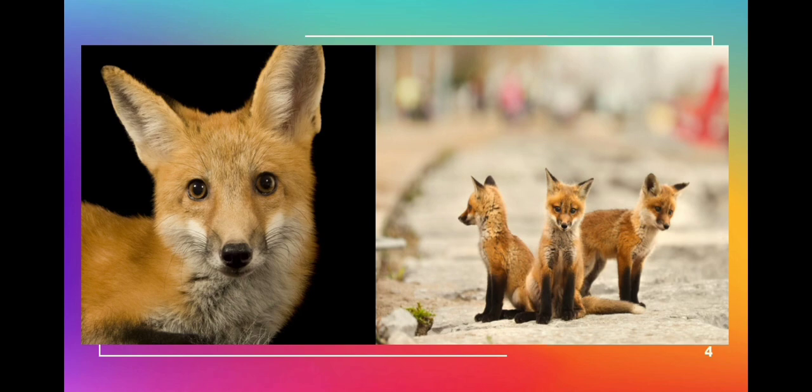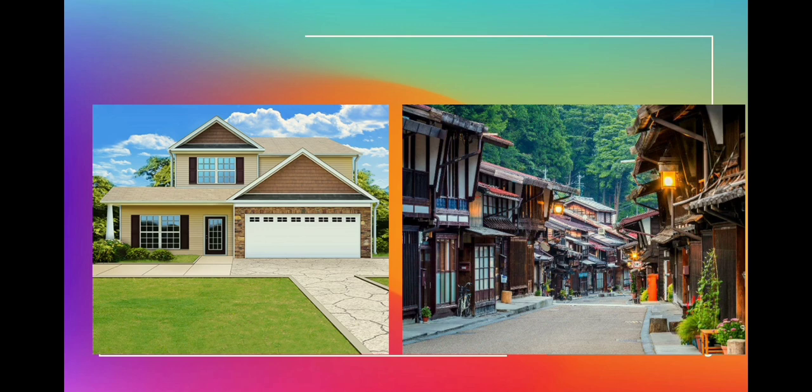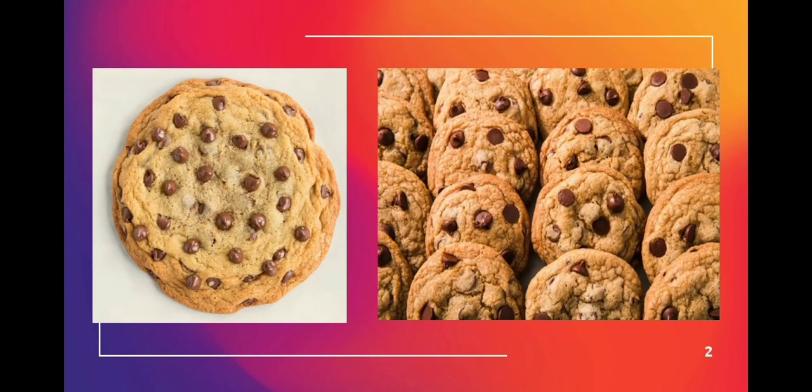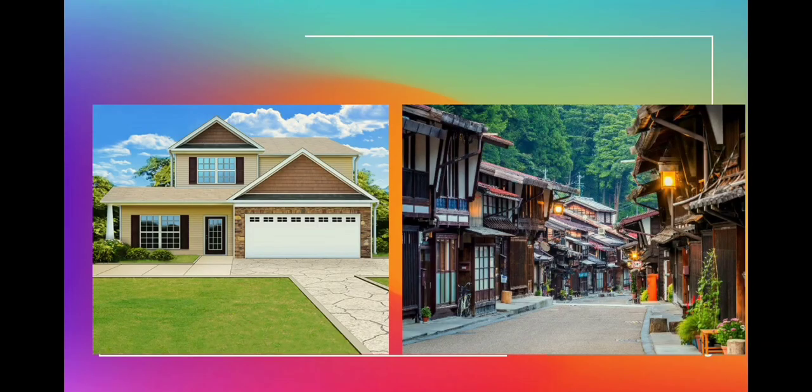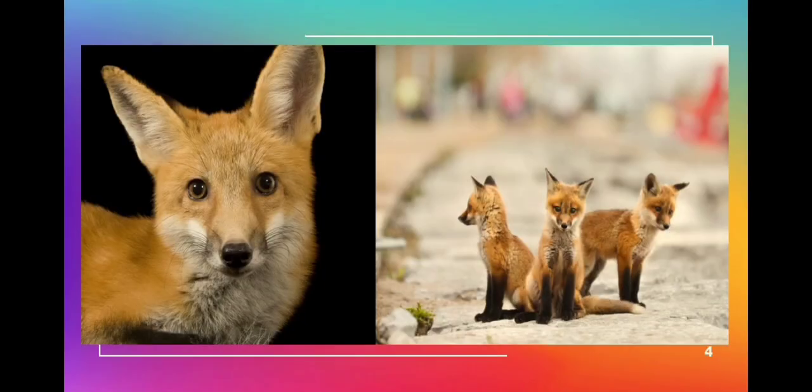Okay. So as you can see, class, most of the photos that I have shown you just underwent the typical pluralization, or forming the plural form of nouns. The typical way is just by adding s or es. Just like the cookie, we just added s to make it plural. And for the house, we just added s to make it houses. And then the plural form of fox, we added es, foxes.